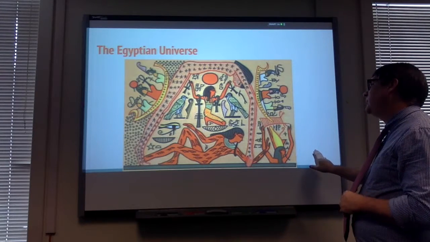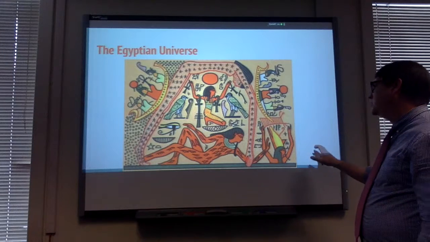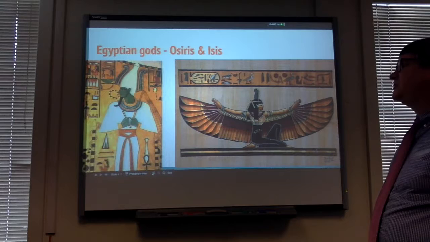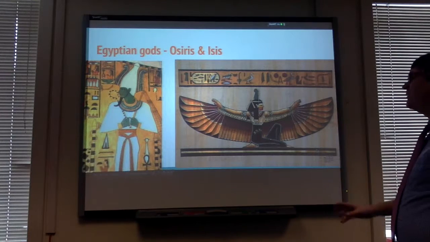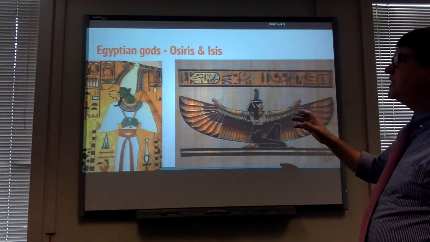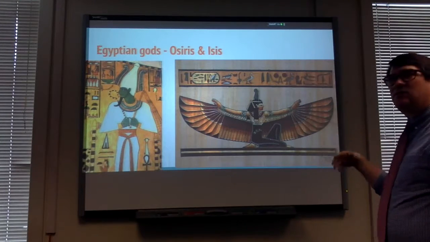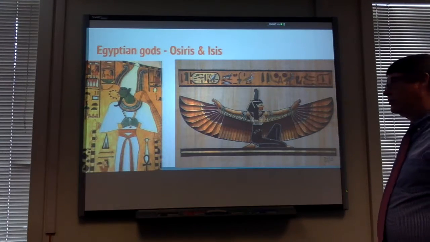The gods that you probably need to know, just to understand the culture of ancient Egypt, are these. Okay, two of the big gods are Osiris and Isis. Now, Osiris was god of the dead, and Isis was the mother goddess. So she was kind of the Inanna of the Egyptian culture, right?